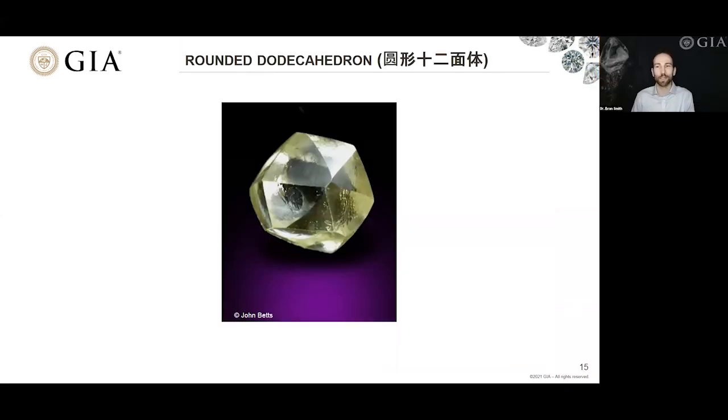And here is an example of a diamond whose entire surface has been resorbed and has a rounded dodecahedron shape.